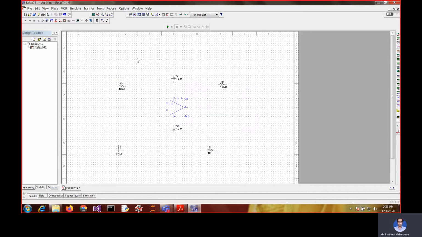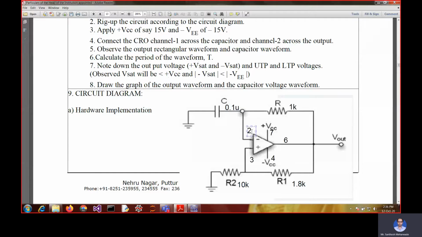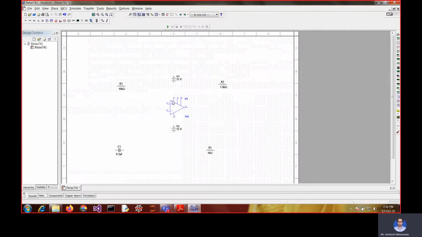10K, right? And after that you can see that we have to connect all these components. So for that, let me go for wires. First I'm going to connect this voltage with pin number 7, and this one will be connected with pin number 4, right?